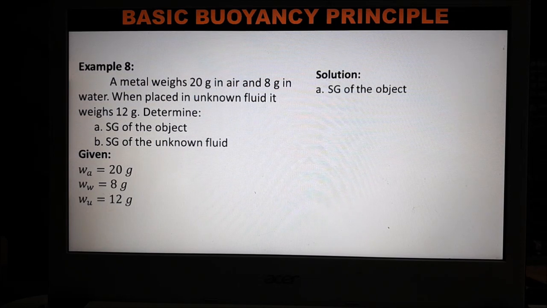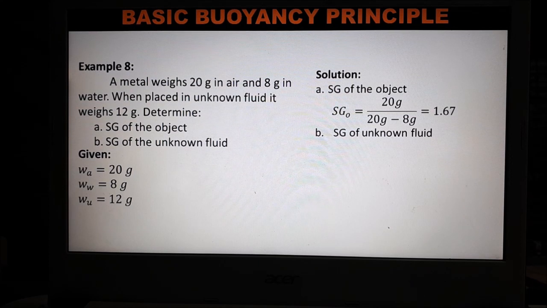Now for the solution, we have specific gravity of the object is equal to the weight in air all over the weight loss in water, which is equal to the weight in air minus weight in water. Substituting the given values, we find that the specific gravity of the object is equal to 1.67.